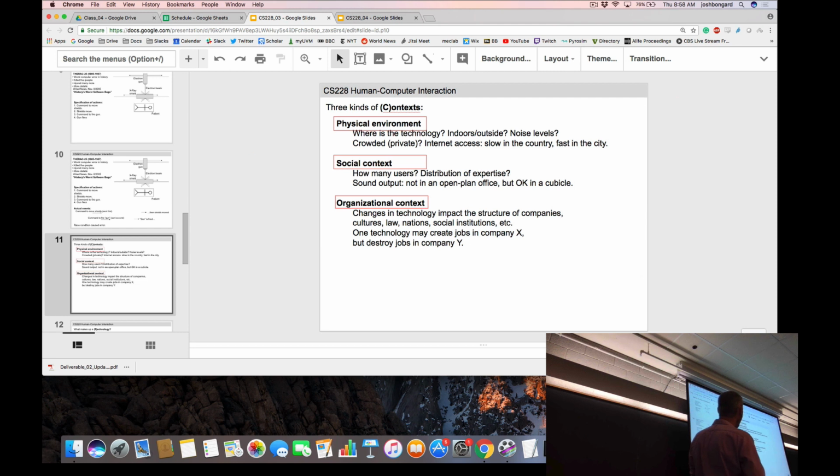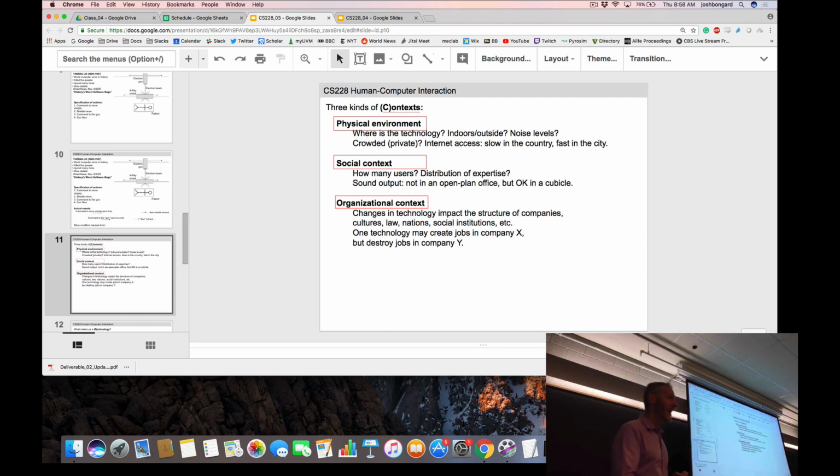First aspect of context is where. What is the physical environment? Is the technology going to be used indoors or outdoors or both? What noise levels can you expect when the person is interacting with the technology? Does that matter? Maybe yes. Are there going to be a lot of people around? Is there going to be more than one person looking at the screen in addition to the user? Is this a private or public interaction?